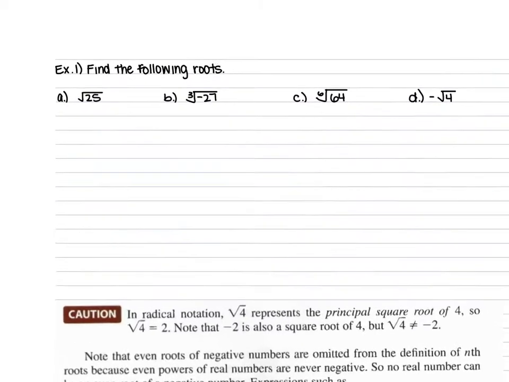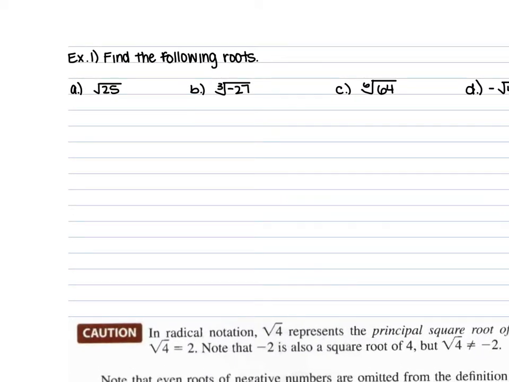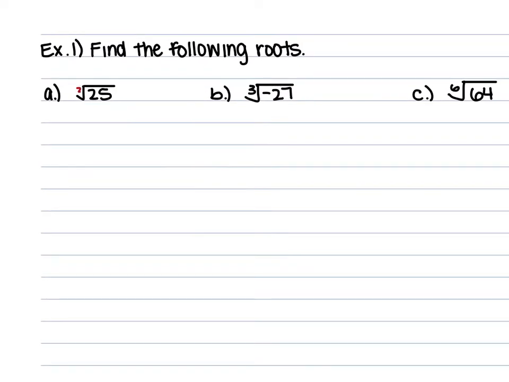So if we look at example 1, we're just finding the following roots. For A, we have the square root of 25. You don't see an index on the outside of that radical, so you don't see a little number attached to that radical, so it's automatically a 2. So you want 2 of the same numbers when you find the prime factorization of 25 in order to pull one of those numbers out to represent that. 25 is 5 times 5, so this is the same exact thing as saying the square root of 5 times 5. Again, that index is an invisible 2, so we need 2 of the same number to pull one of them out. So our answer for this is just 5.